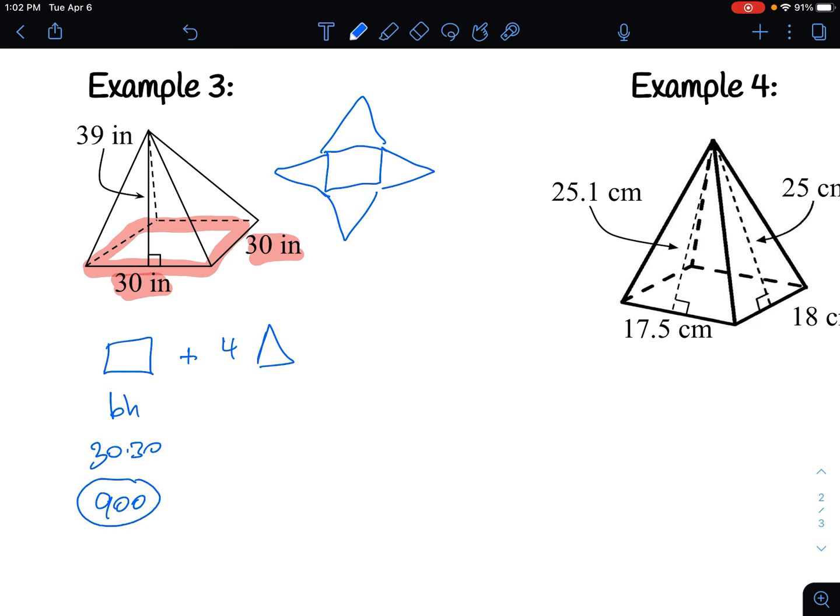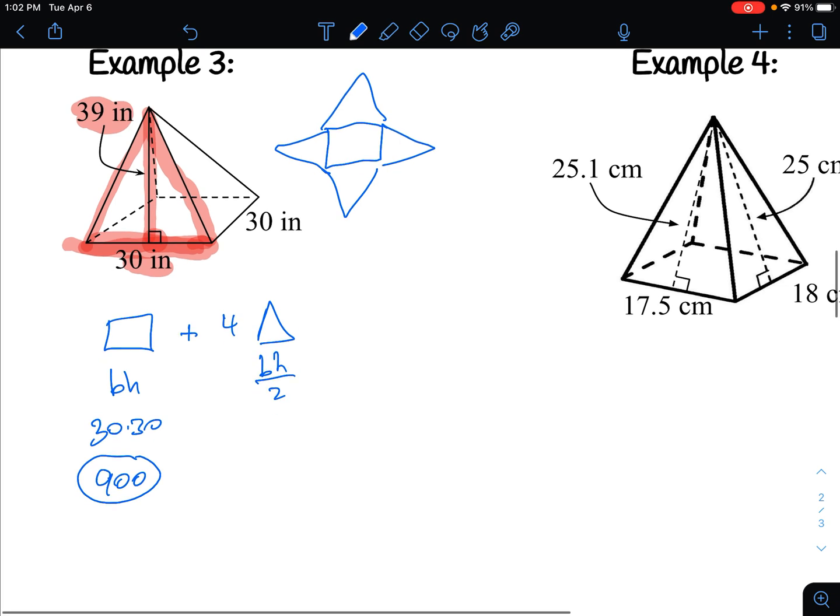Now I still need to add it to my 4 triangular faces. So let's look at my triangular faces. Let's look at this one. If you look at this guy right here, does it have a base and a height? Yes, it does. Here's my right angle. The base is right over there, which makes it 30. And the height goes down, which makes this 39 inches. So we now have the base and the height of that. And let's write the formula first.